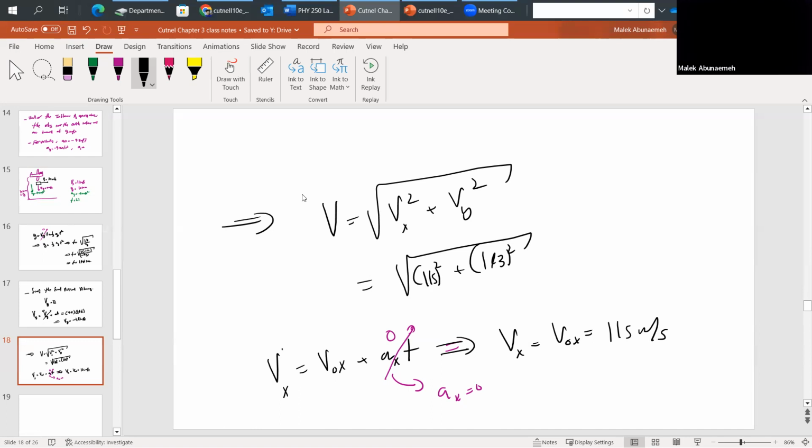So that's going to equal what we got is 100. So your final overall velocity is going to be 183.5 meters per second.